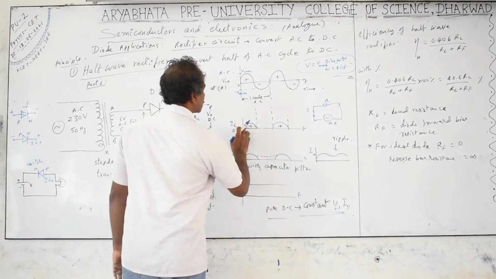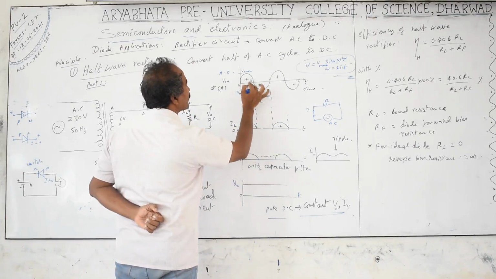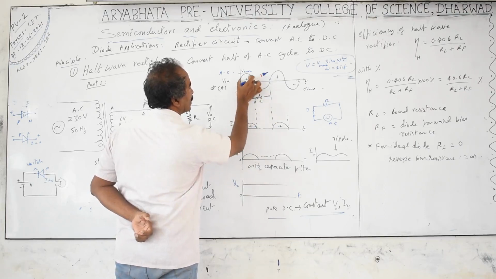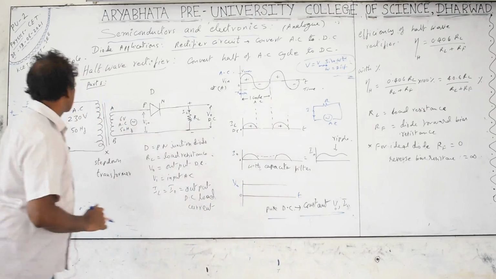And here, in the case of the half wave rectifier, only half of this cycle becomes DC. The other half is not becoming good DC, that will be missing in this case. That is a half wave rectifier.